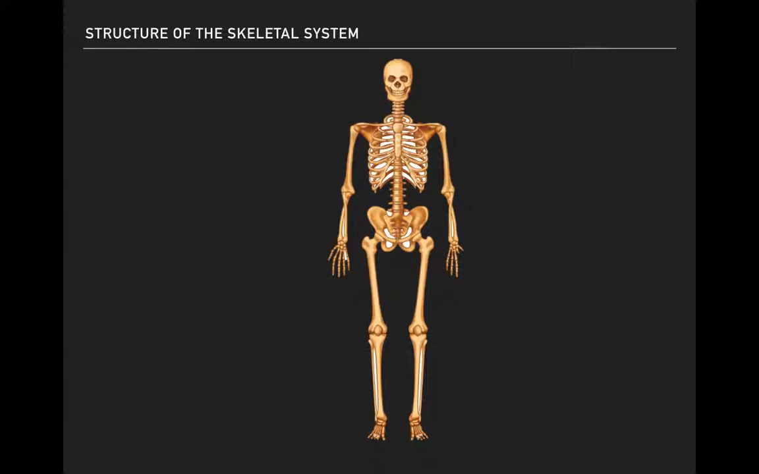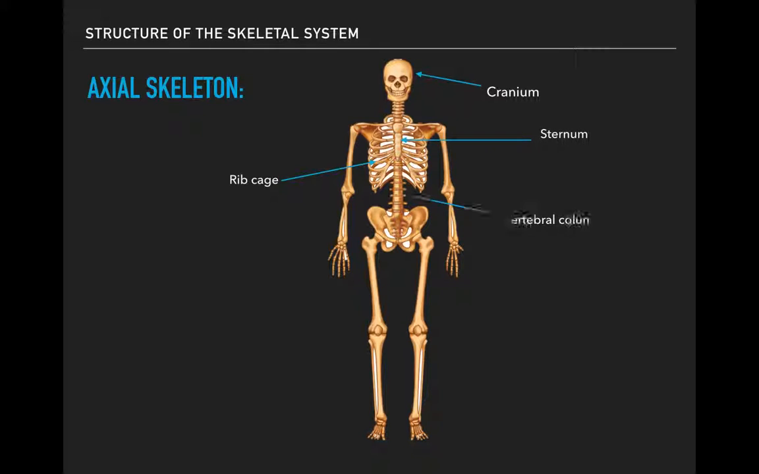Within the skeletal system there are 2 parts, axial skeleton and the appendicular skeleton. The axial skeleton is made up of the centre line bones of the body and is for support and protection. The bones in the axial skeleton include the cranium, which protects the brain, the rib cage, which protects the heart and lungs, the sternum, and the vertebral column.